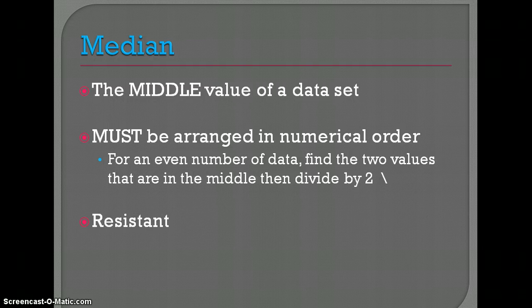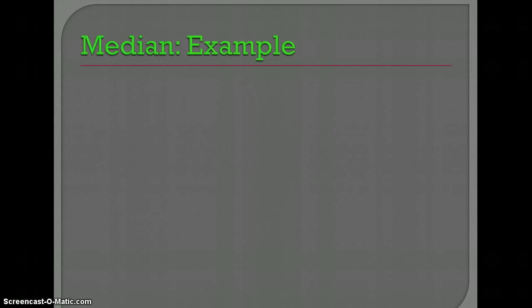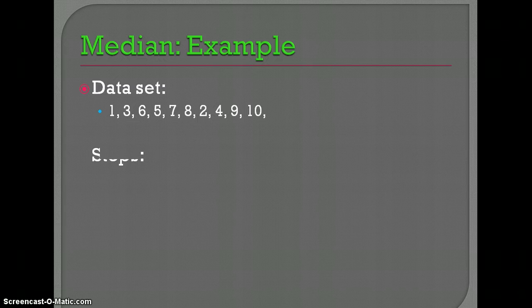Median is also resistant, meaning that an outlier, whether it's an extreme outlier or in the middle, should not affect the outcome very much. An example. The data set shown here is 1, 3, 6, 5, 7, 8, 2, 4, 9, and 10.